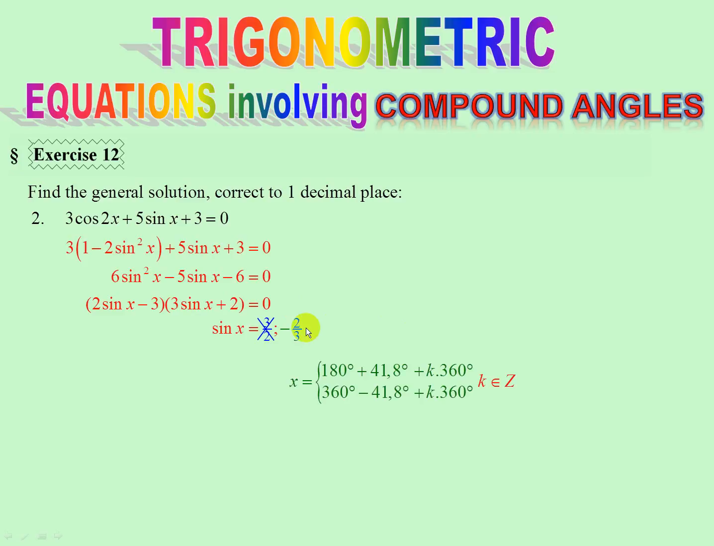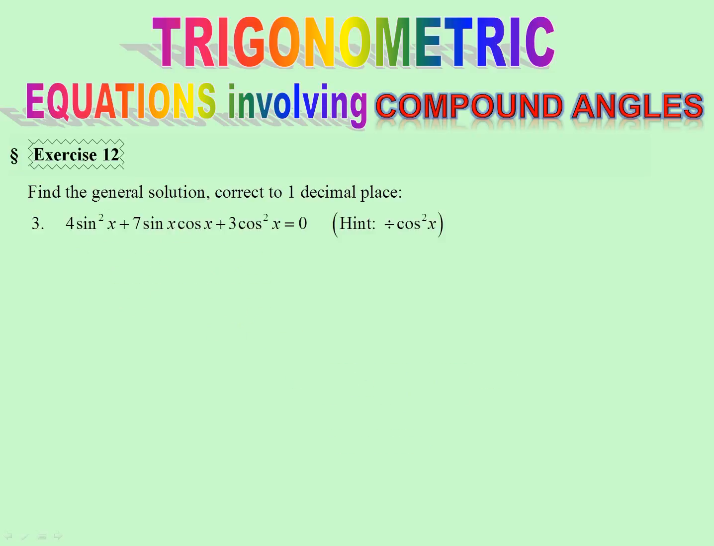So, if we have a look at this, sine is negative. Which quadrants? Third and fourth: 180 plus, 360 minus. Key angle for 2/3, 41,8. Don't enter the negative. The negative told us the quadrants. The calculator will get clever and give you an answer for the negative, and then you'll add it to 180 and you'll go wrong. Simplifies to that.